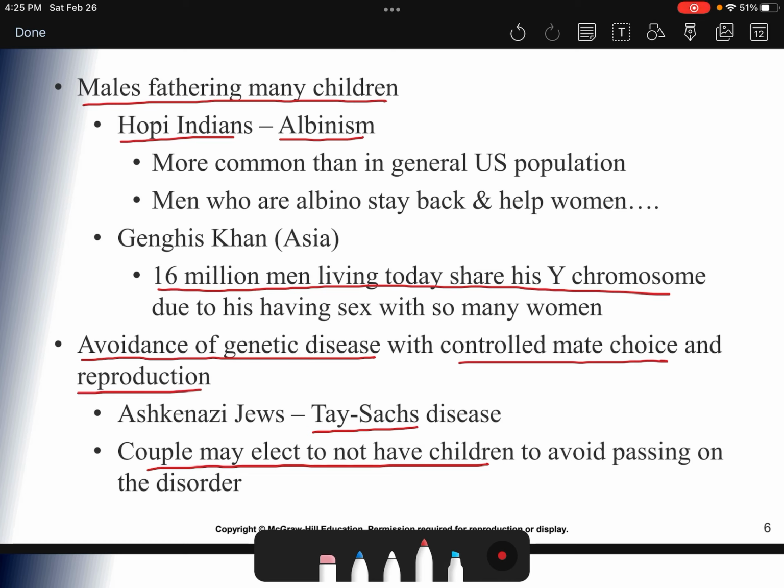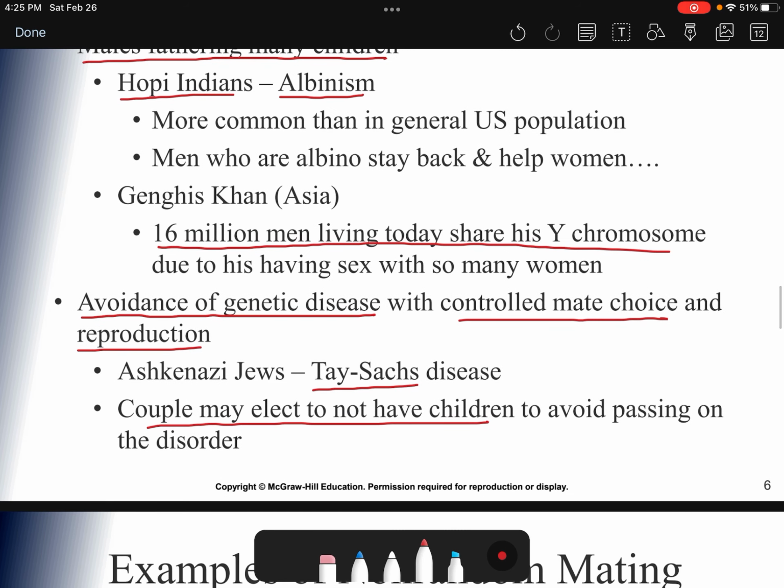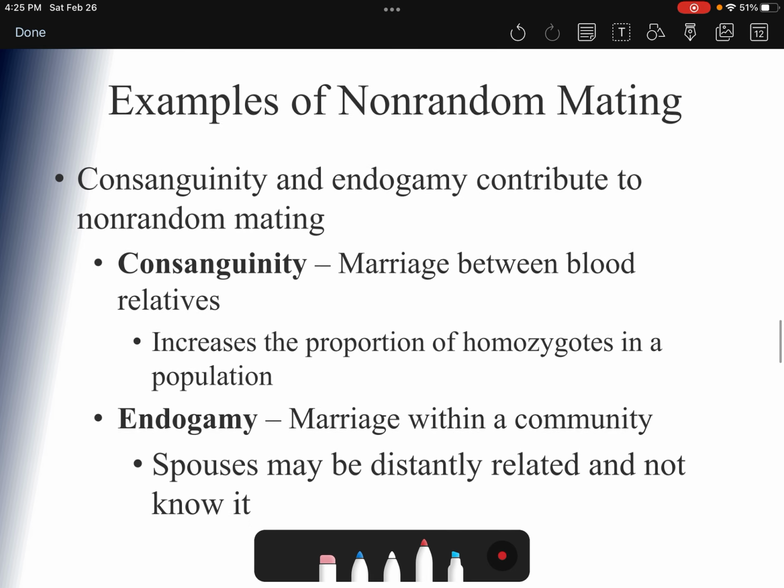So if you had two individuals who are carriers, well, they would already have a 25% chance of passing that disease on to their child. And nobody wants to see their child die, and especially from a horrible death. So they can purposely choose to either reproduce or not, and therefore it's non-random. They're selecting to do that to avoid passing on that disease.